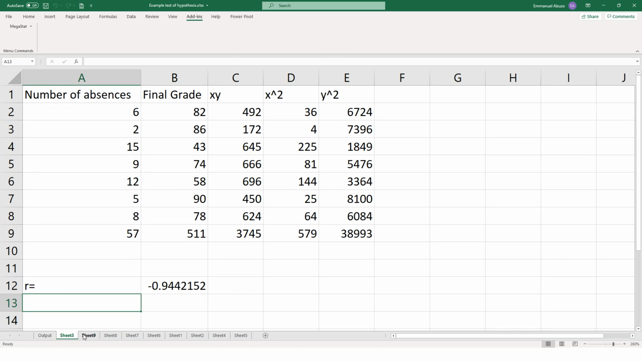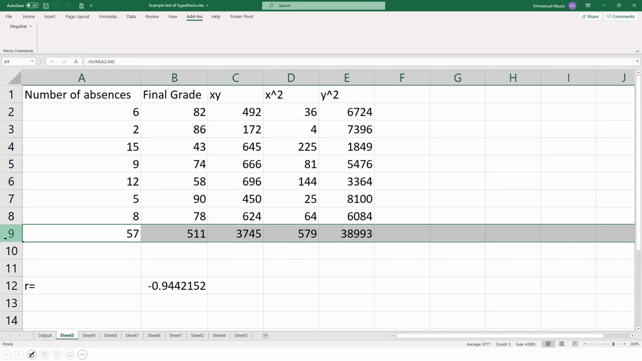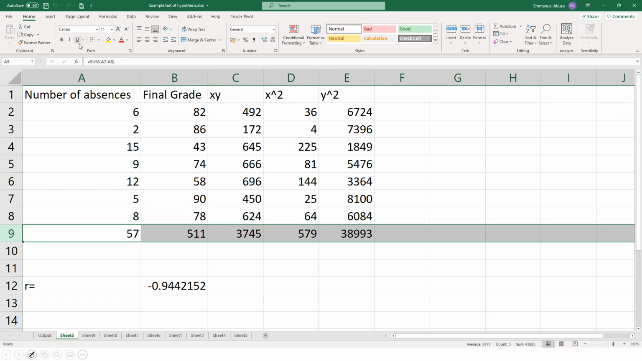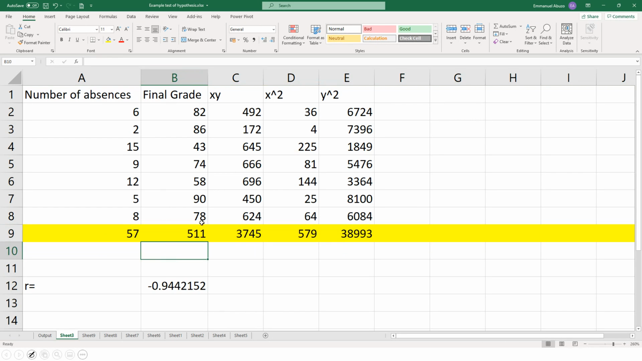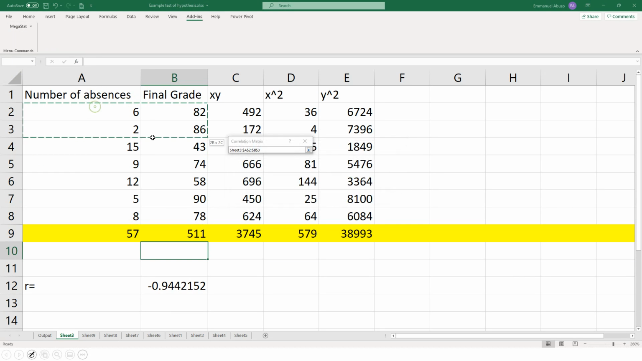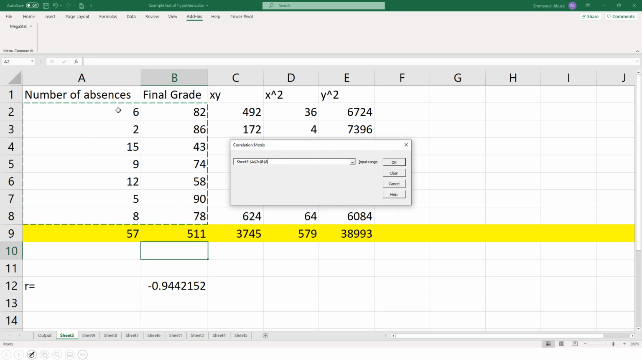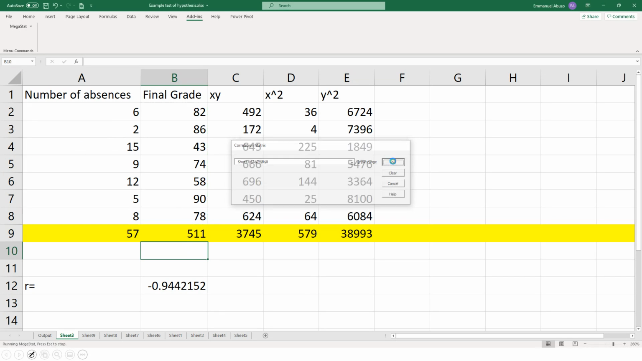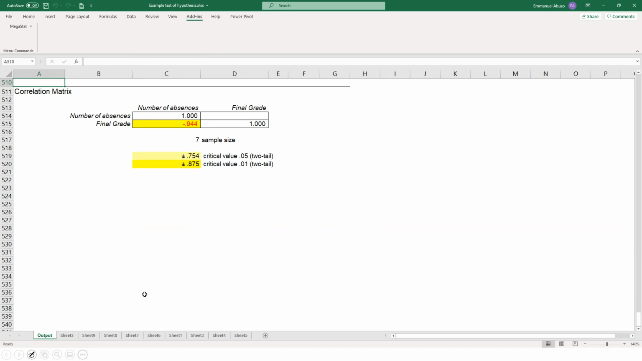Again, take note that this portion would be the sum. So to make it clear, let's go back. Go to Add-ins, Megastat, Correlation/Regression, Correlation Matrix, and then we highlight only those numbers that are included in our analysis. Then we click OK, and this would be our correlation matrix.